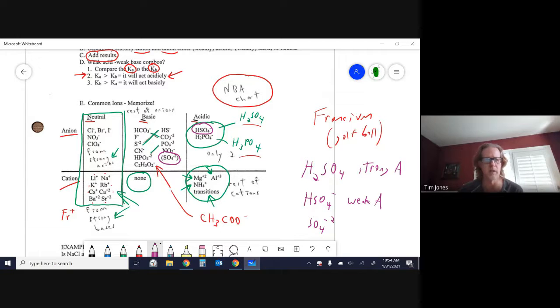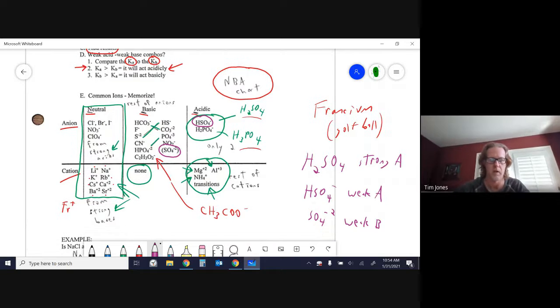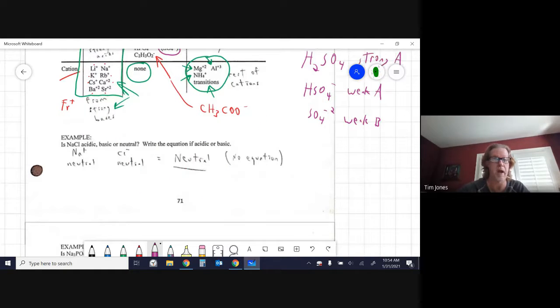And so this one's just a little bit messier because you start with a strong acid, then you get a weak acid, and then you actually get a weak base. So that's what's happening with that. It's a special case. And then after this, I have some practice.